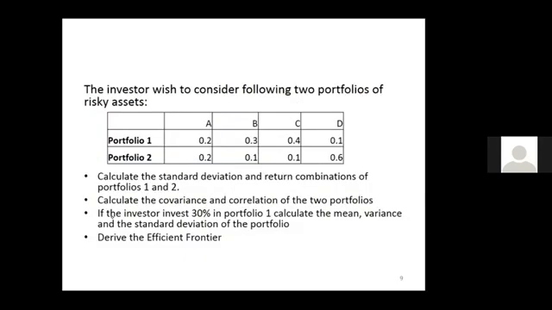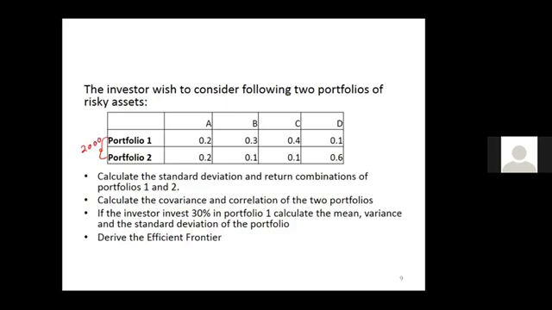The investor wishes to consider the following two portfolios of risky assets. So now he indicates portfolio 1 consists of assets A, B, C, D at 20%, 30%, 40%, 10%. The second portfolio has proportions of investment in assets A, B, C, and D of 20%, 10%, 10%, 60%. As we explained earlier, you may have a total value of 2 million.